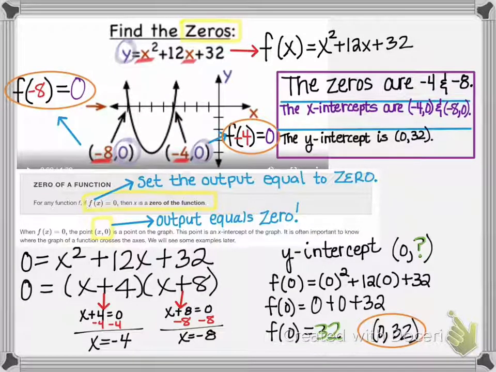Now, we don't see (0, 32) on the graph in this particular video because my y-axis would have to extend much higher, but you can imagine as that parabola continues to move, as the y values continue to increase on that parabola, eventually it would cross the y-axis at (0, 32).